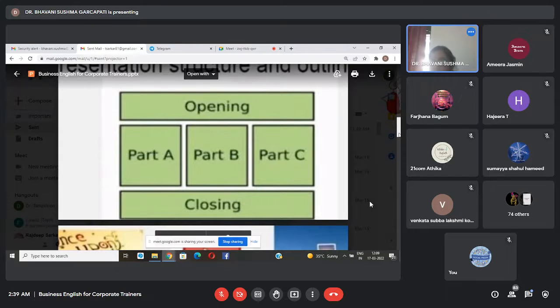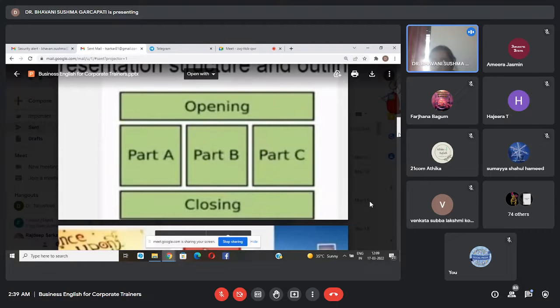So the next one is part B. Part B is the body of the content. In detail, the introduction and outline sketch of what you are going to speak, which means the title itself explains what you are going to speak. So you will give some outline information. Now part B speaks about the detailed information of what you are going to discuss. Based upon that, the next one is part C, which means a conclusion. Part C is a conclusion.